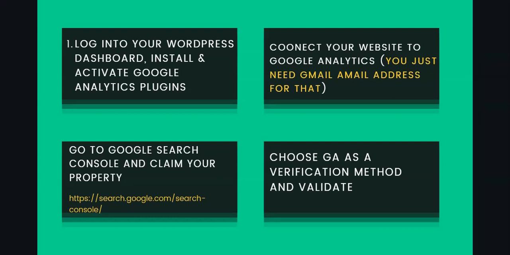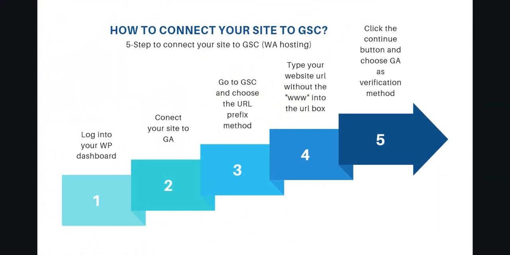The third step is to go to Google Search Console, and all the work will be done there. You can just type Google Search Console on your search bar. You find the Google Search Console website where you can go, and we will proceed with the process. After you go there, as I said, we'll use Google Analytics as a verification method and validation. So we will do that in 5 steps.